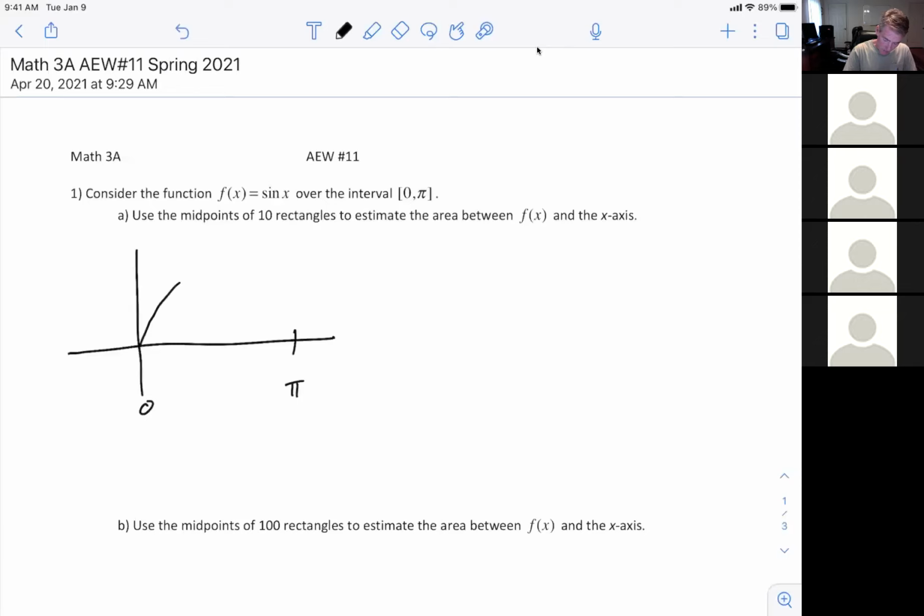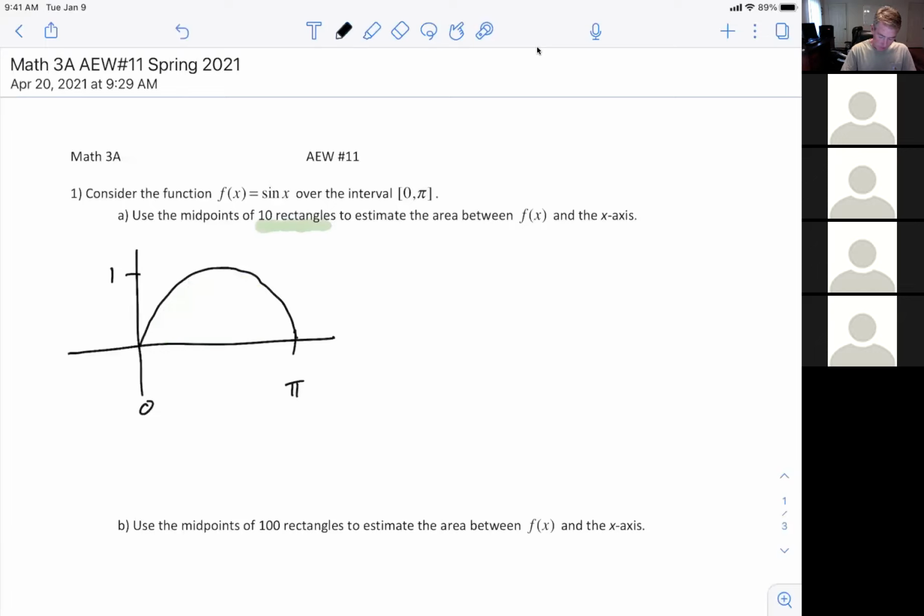So the sine function goes like this. It has a maximum height of 1. And then the idea is that we're going to be finding this green area right here. And first, we're going to do it with estimates. And the way to do it with an estimate, that's called a Riemann sum, is we're going to use 10 rectangles.